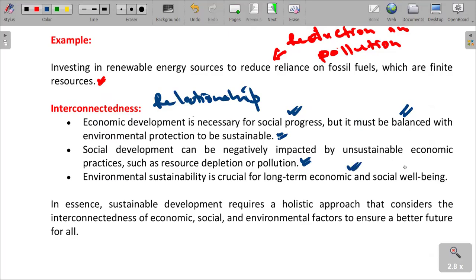I'm sure we can agree as a class that if there is no environmental sustainability, we cannot have social and economic well-being. Our economic development comes from various ways, various industries, and various practices. We cannot have economic development if the environment is not taken care of.